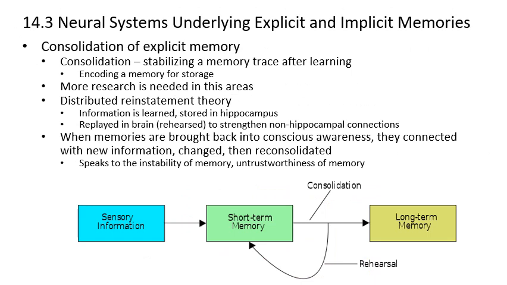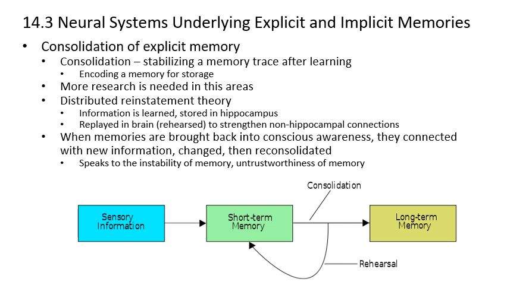Consolidation is a term for memory that means encoding a memory for storage, or as your book describes it, stabilizing a memory trace after learning. This essentially just means encoding a memory. So if you say, I'm going to try to remember this word, what you mean is you're trying to consolidate that word into your explicit memory.